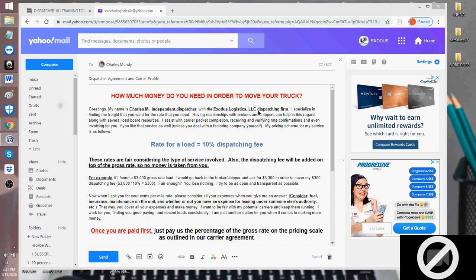I'm a broker. Okay. Right. So as a broker, I treat my brokerage separately from my dispatching business. When I get a carrier, I cannot double broker my carriers. I'll give you an example.